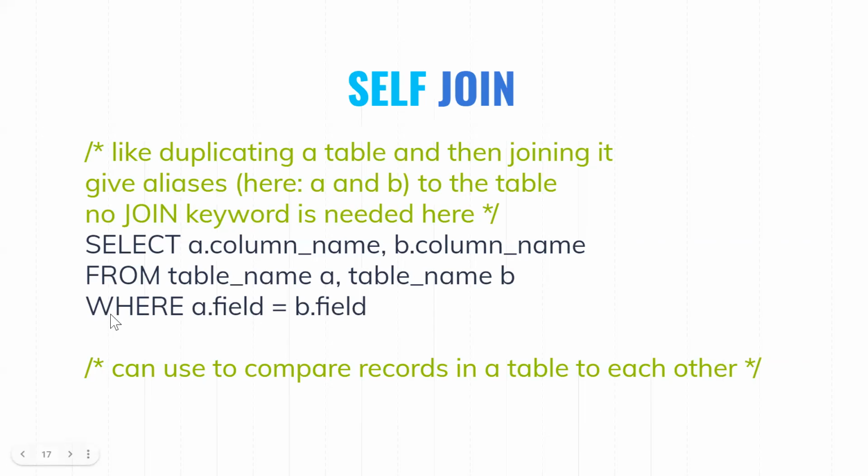And here you can see the where condition A field equals B field. So it kind of looks like a regular selection, but since there's no join, you're actually having the table appear twice. And this can be used to compare records in a table to each other. Once again, we'll see an example of that later on. It's kind of a weird thing to wrap your head around, but hopefully it'll be clearer once we do the demo.